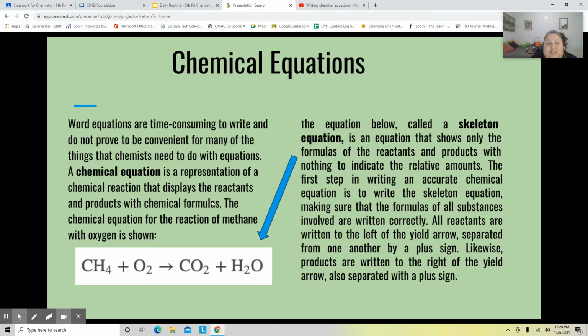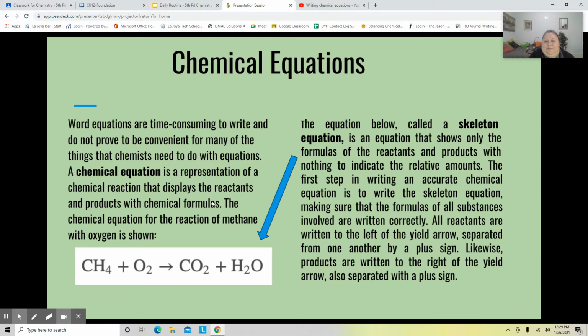Now, that equation has a name on its own. The equation below is called a skeleton equation. It is an equation that shows only the formulas of the reactants and the products. There is no indication about how much of each is being produced or needed.